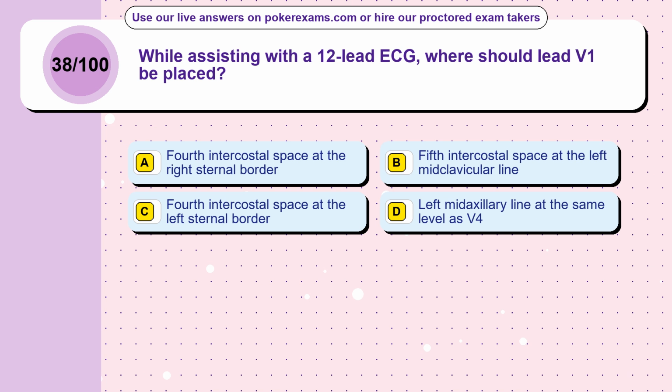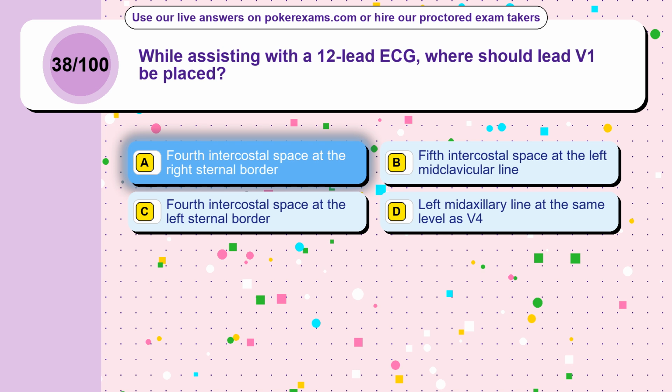Question 38. While assisting with a 12-lead ECG, where should lead V1 be placed? Option A. 4th intercostal space at the right sternal border. Option B. 5th intercostal space at the left midclavicular line. Option C. 4th intercostal space at the left sternal border. Option D. Left mid-axillary line at the same level as V4. The correct answer is option A.